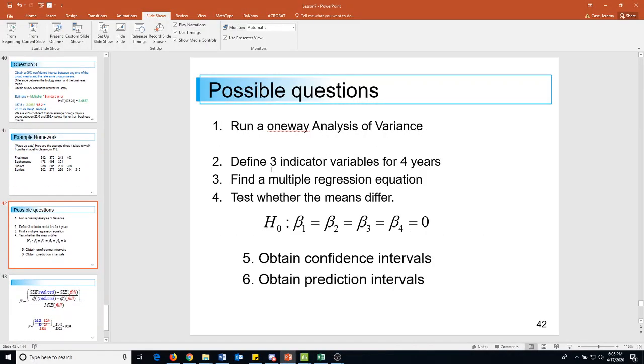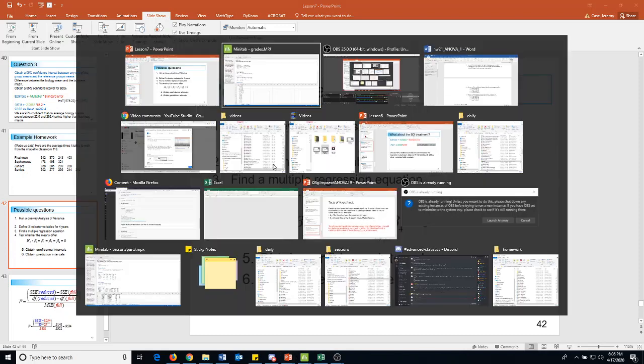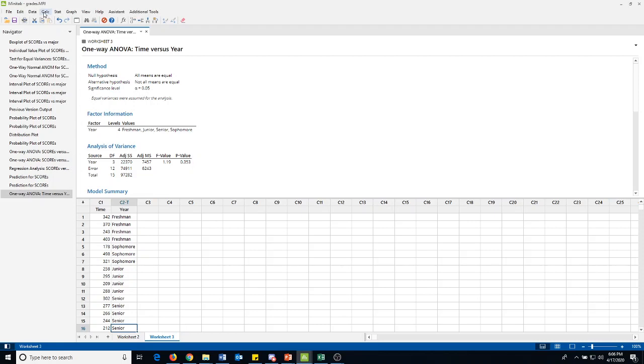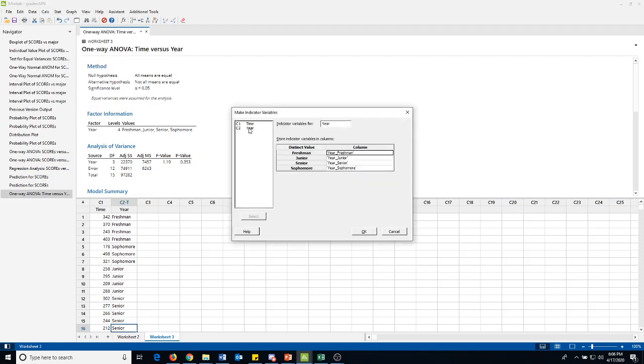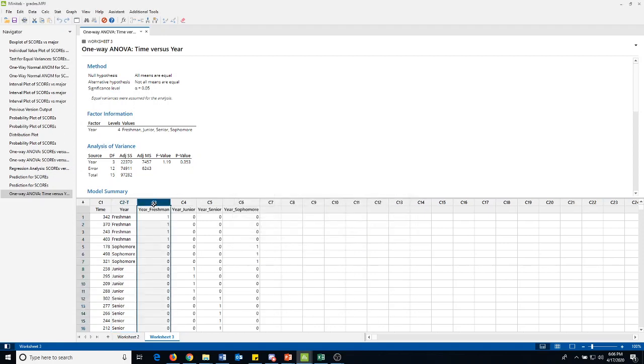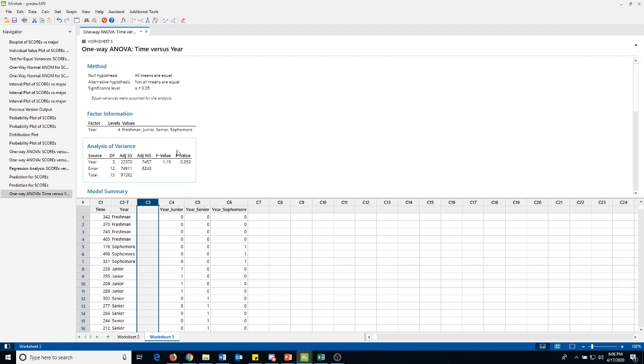We did a one-way analysis. Right? Let's define 3 indicator variables for the 4 years. Remember, we have 4 categories. So I'm going to go ahead and do Calc, Make Indicator Variables for the year. I've got 4 years there. I'm going to let freshman be my reference variable. I'm just going to delete that just so I can keep hold of things.